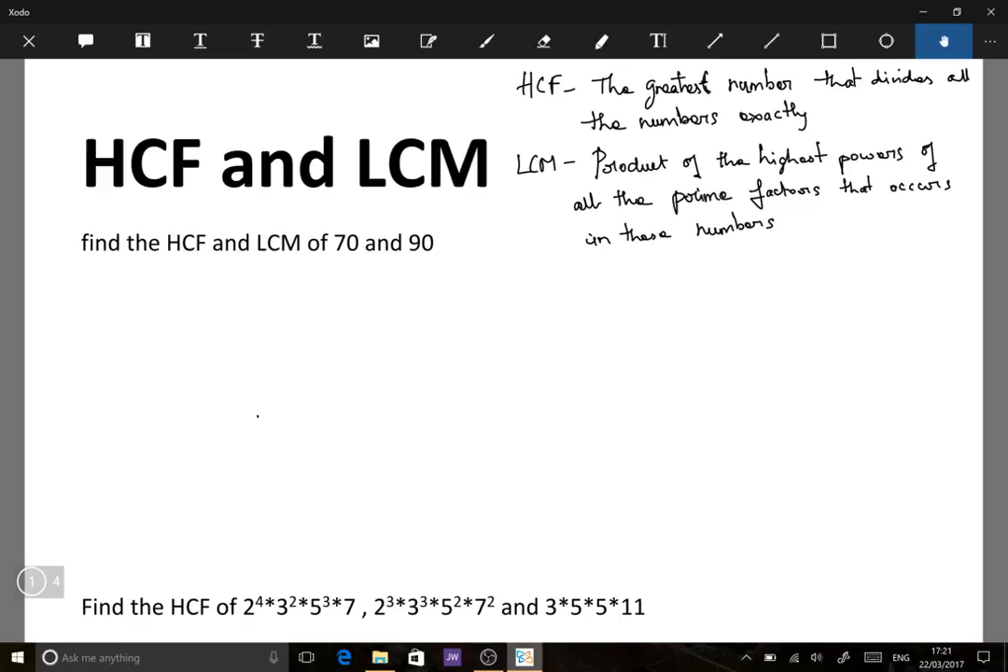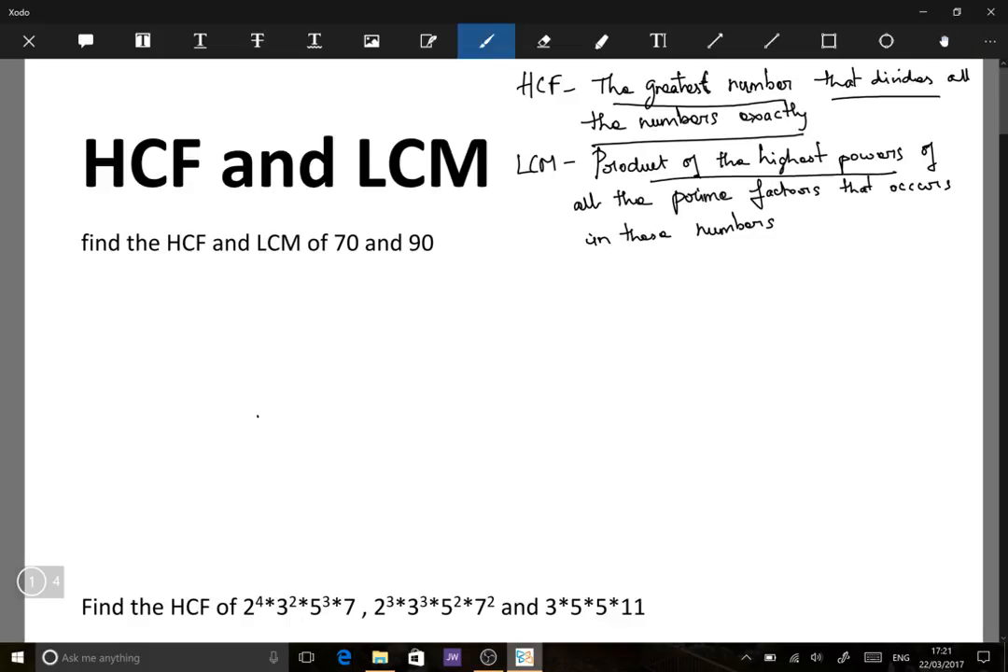What is HCF? HCF is nothing but highest common factor. That is the greatest number that divides all the given numbers exactly. What about LCM? LCM is nothing but least common multiple or lowest common multiple. Its definition is the product of the highest powers of all the prime factors that occur in the given numbers. Okay, we'll understand these definitions clearly with the help of an example.